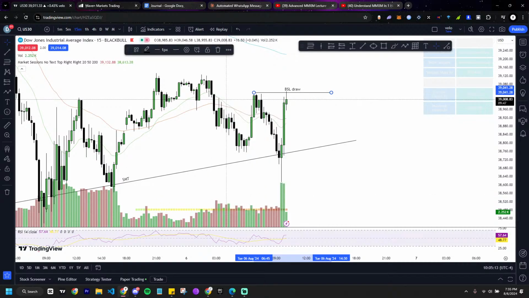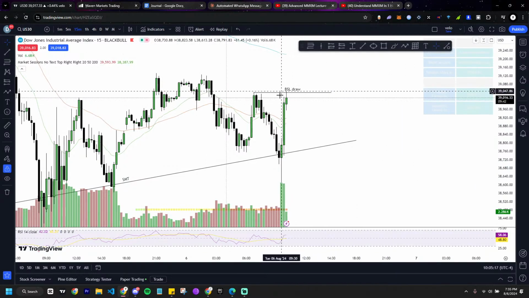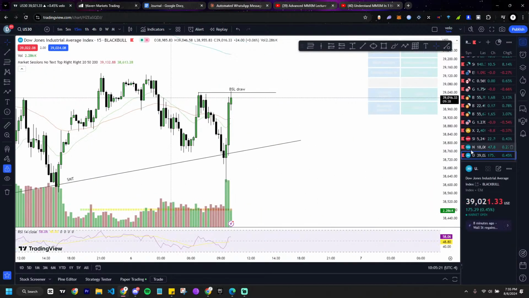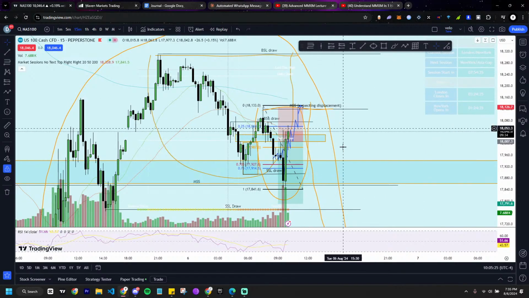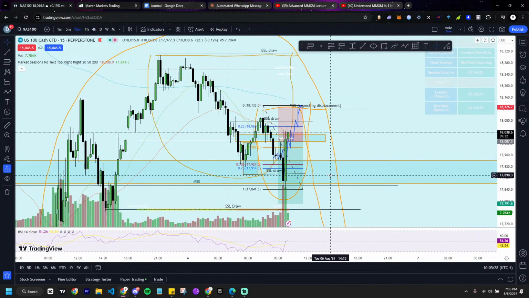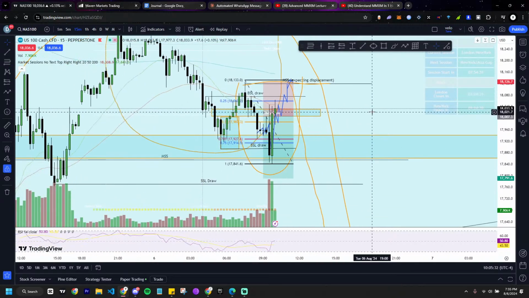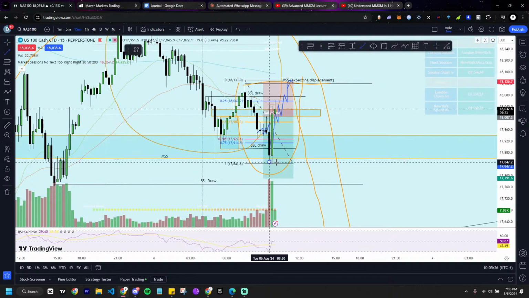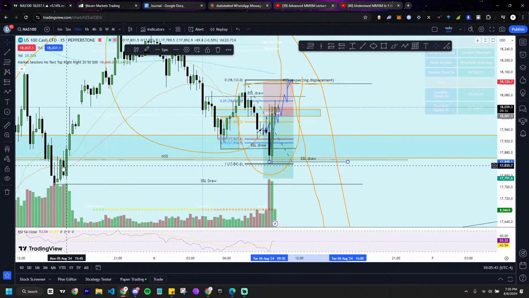Right. Pretty simple stuff. Manipulation, we have accumulation. We're probably gonna see a manipulation and distribution lower to this. So once US 30 does a reversal, and NASDAQ also hits this, I might take a trade towards the sell side liquidity draw, which is this draw now, because this is the first leg. And I want to take it towards this sell side liquidity.